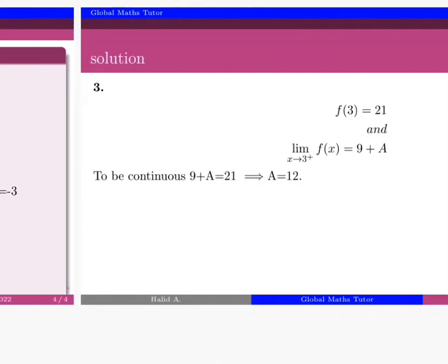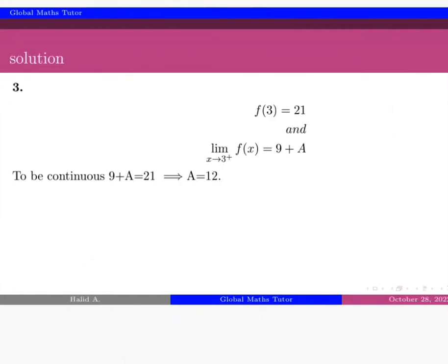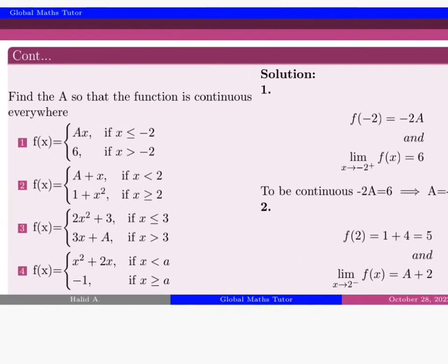Okay, let's see the third question. The third question is a piecewise function given by 2x squared plus 3 for x less than or equal to 3. So at x equal to 3, it is defined by 2x squared plus 3. Therefore, when we substitute 3, it will be 2 times 3 squared plus 3. Therefore, 3 squared is 9, 2 times 9 is 18, plus 3 is 21.